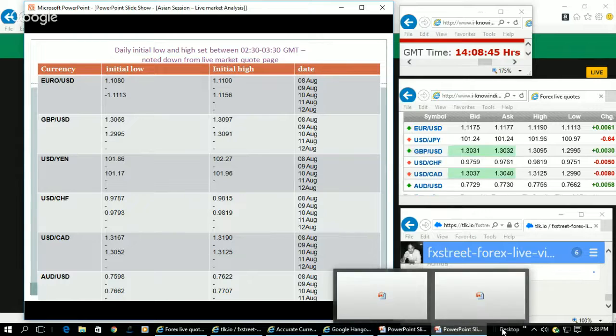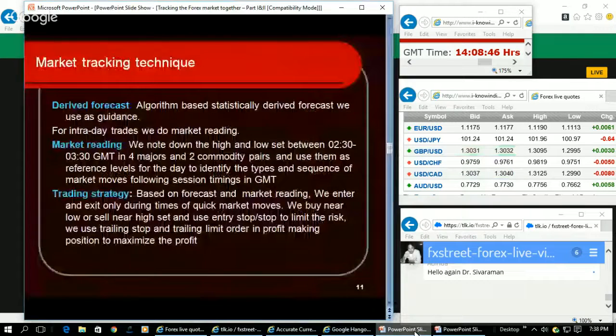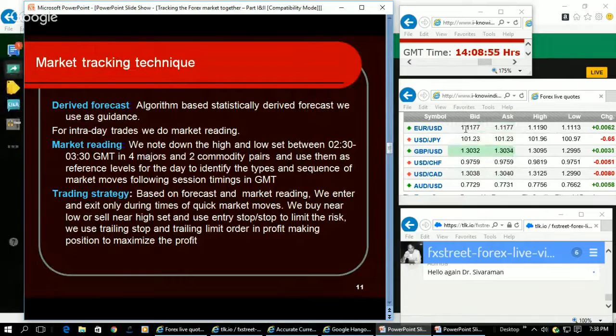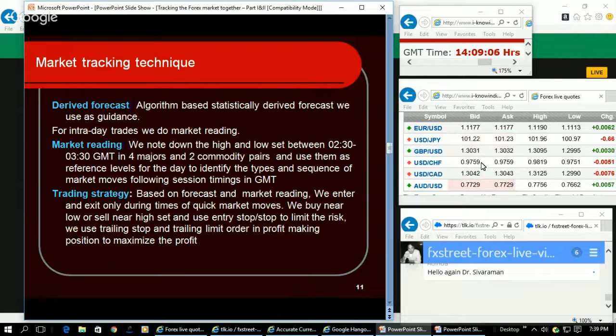So when you look into the forecast and the market reading, we are able to understand that they are expected to make a further USD weakening move in the case of the numerator as well as denominator currencies, excepting USD/yen. There they could make a USD gaining move, and in CHF they could make a sideways move.